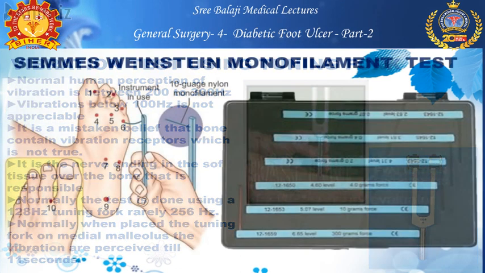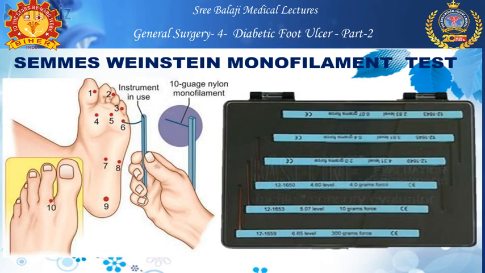Then the Semmes-Weinstein monofilament test. This is for sensation in the foot. This picture shows pressure points where this filament has to be placed and tested. The box shows the types of filaments. Normally a 10 g monofilament is used for testing the sensation. A patient who is not able to perceive the 10 gauge monofilament is having a peripheral neuropathy.